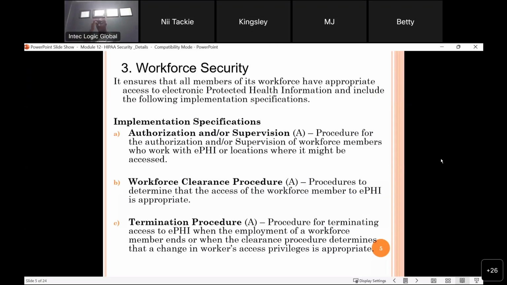So it is a requirement. Workforce security. It ensures that all members of its workforce have appropriate access to electronic protected health information and includes the following implementation specifications. The first one is authorization and supervision. So, a procedure for authorization and supervision of workforce members who work with EPHI or in locations where it may be accessed. There needs to be some supervision.